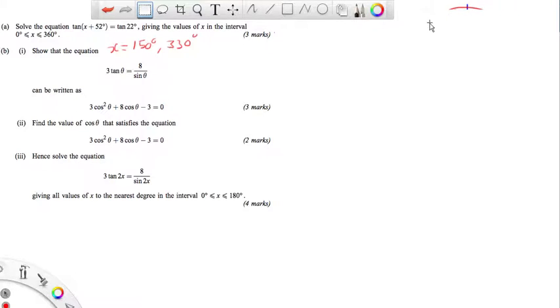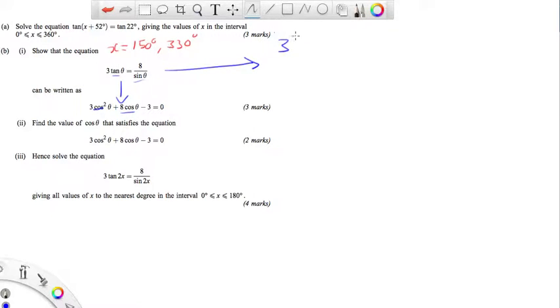Part B, and this is the first part for B, we are going to look at this. We're going to say, show that 3 tangent of theta is equal to 8 over sine of theta, and show that this can be written like this. Well, if you notice here, we have a cosine and we have a cosine, but we don't have a tangent or a sine. So it would help us if we rearranged the sines first.